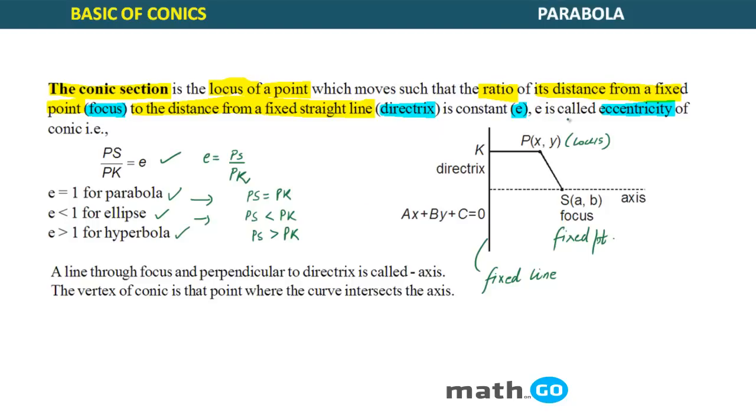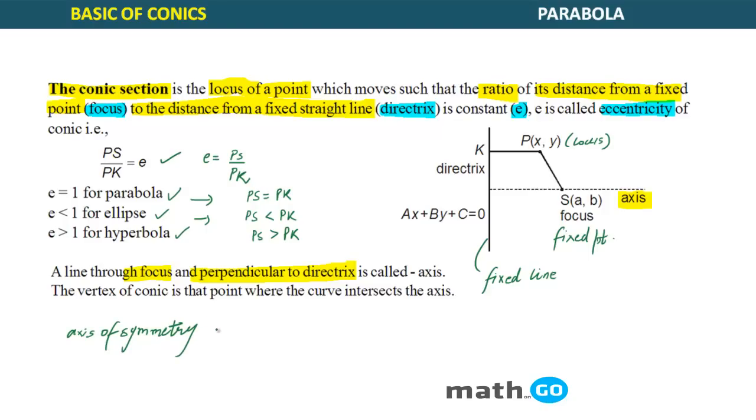Another important thing: these properties, locus, directrix, focus, are common to all the conics, which we'll study in parabola, ellipse, and hyperbola. The other important aspect is the axis. A line that passes through the focus and is perpendicular to the directrix is known as the axis, or what we also call the axis of symmetry.